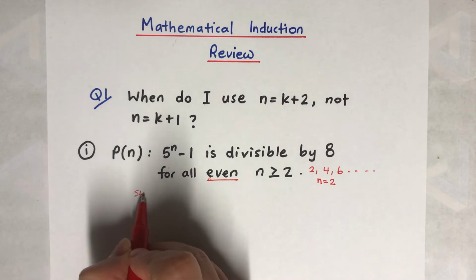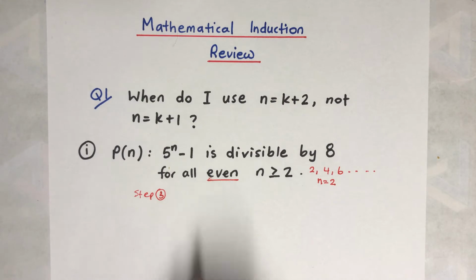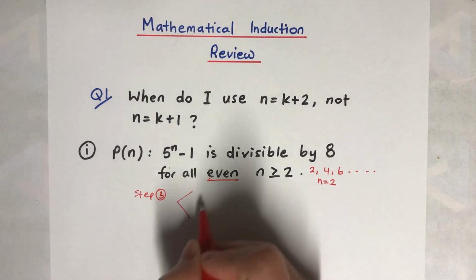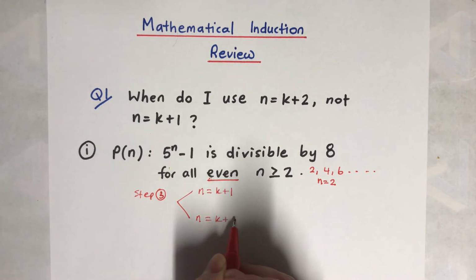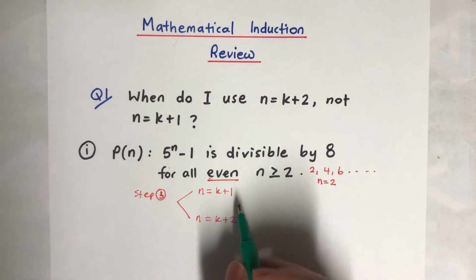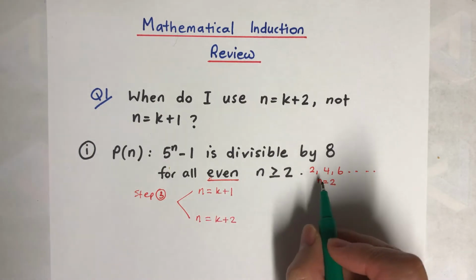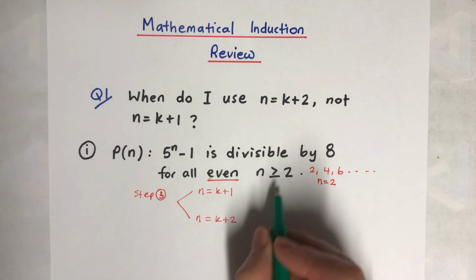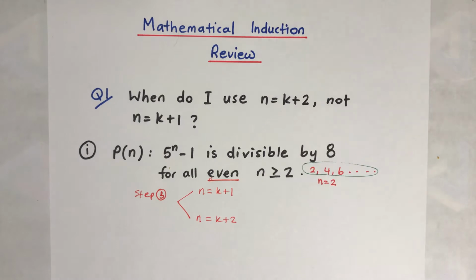Now step 3, that's the part we need to think about a little bit more. Proving true for n equals k plus 1 is normal, so you have a choice here: n equals k plus 1 or n equals k plus 2. Now, why do I have these two choices? Let's think about it. If I use n equals k plus 1, and k is the n from step 2.